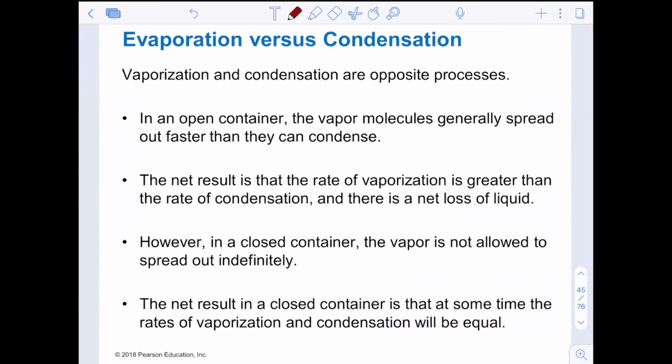However, if it's in a closed container, you put a little lid on that pot of boiling water, the vapor will not be allowed to spread out indefinitely. And so the net result of that closed container is that at some time, the rates of vaporization and condensation will be equal, right? You get some molecules to boil and then they'll collect on the lid and then they'll condense.